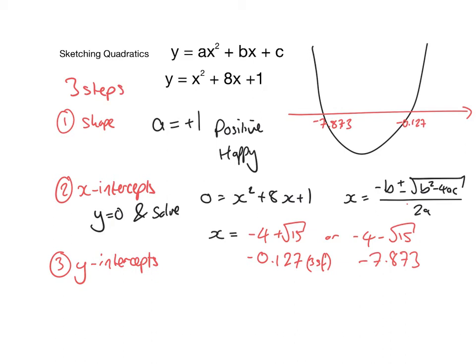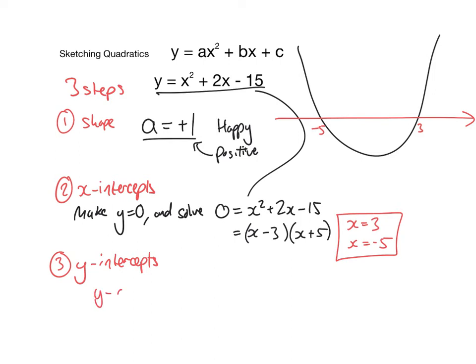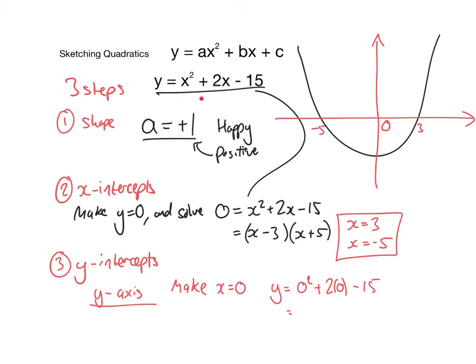But if you ever struggle, use the quadratic formula to find your x-intercepts. Okay, for the y-intercept, we start by drawing the y-axis. We need to think where x equals 0 will be, because the y-axis will pass through that. And then we are going to use our equation, make x equals 0, so we can find out what y equals. Now if I substitute x equals 0 into my original equation, I get y equals minus 15. And that's what gets marked on as my y-intercept.